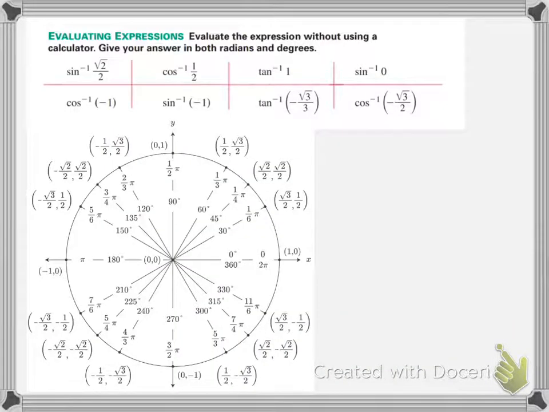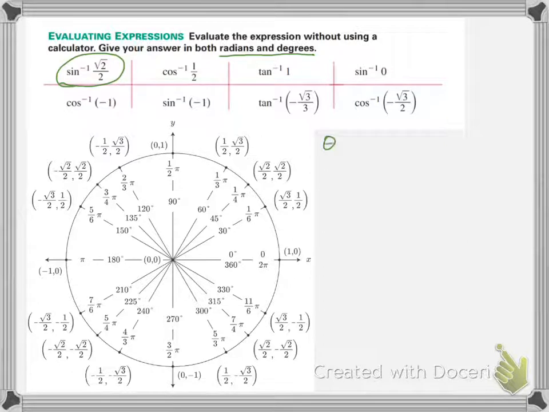So here's our unit circle and we are going to do a couple of these problems. Okay? So let's start off with this one right here. Sine inverse of square root of 2 over 2. So we're looking for an angle. And remember, anytime you see an inverse, you're just looking for an angle. So they want us to give the answers in both radians and degrees.